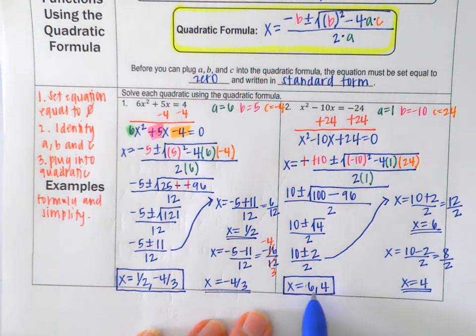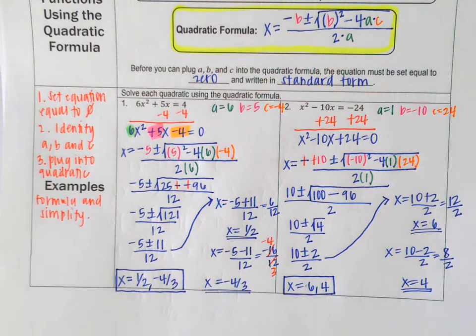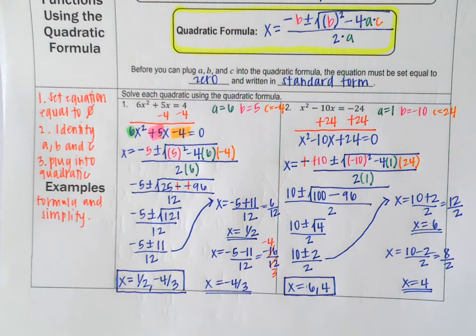It doesn't matter what order you put these in. You could have put 4, 6 or 6, 4. Do not put parentheses around it because that's signaling to me that it's an ordered pair. This is not an ordered pair. This is two ordered pairs, 6, 0 and 4, 0.